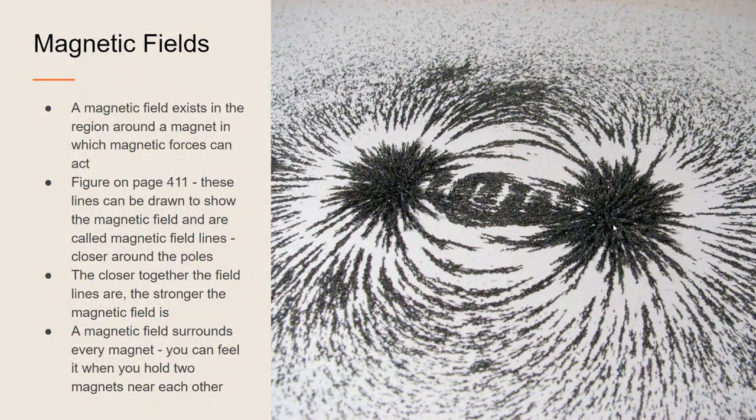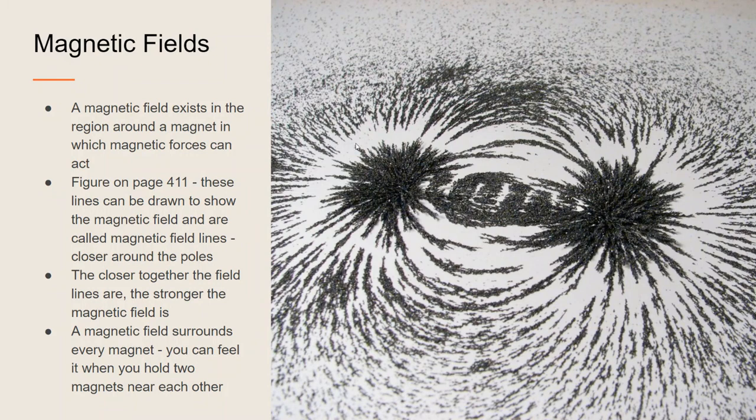So if you take a look at that, the iron filings suspended in the liquid form lines around what is called a bar magnet. There are multiple types of magnets. These lines can be drawn to show the magnetic field and are called magnetic field lines. The closer together the field lines are, the stronger the magnetic field. Take a look at this picture up here. There are a lot more lines at these two ends than in the middle. That means the magnetic force is stronger here.